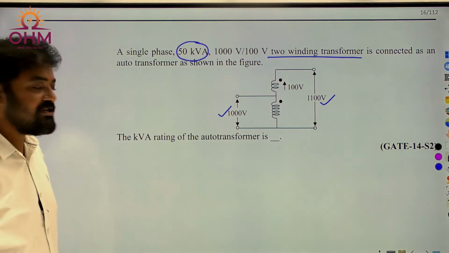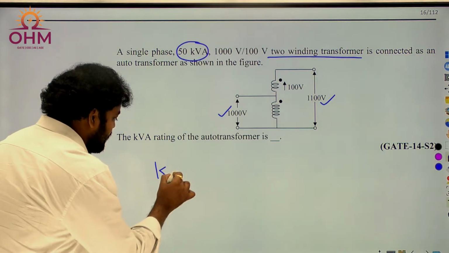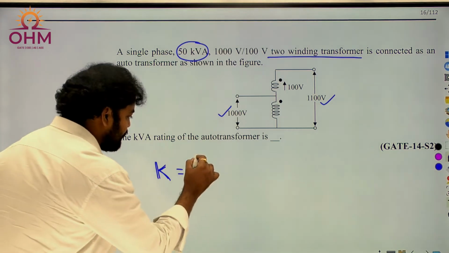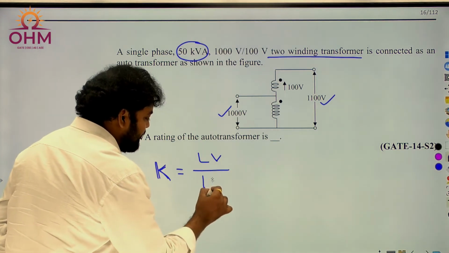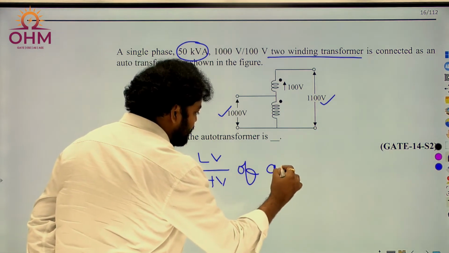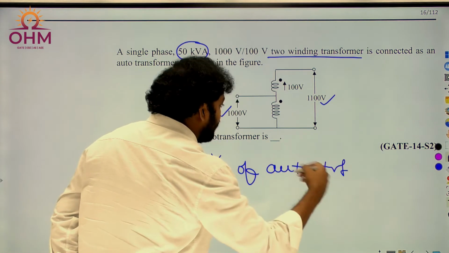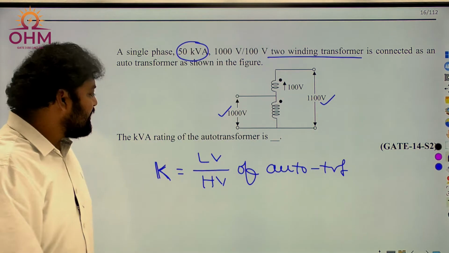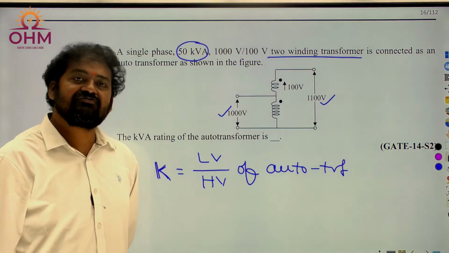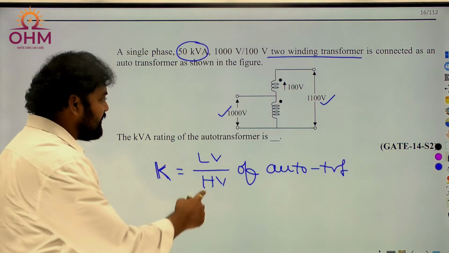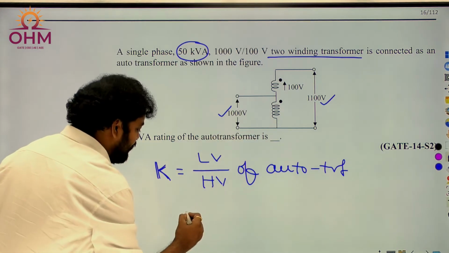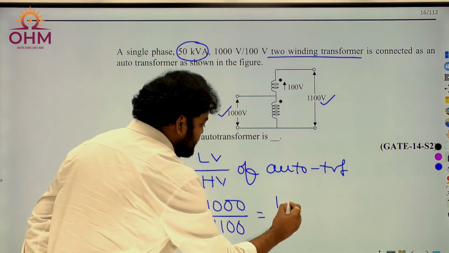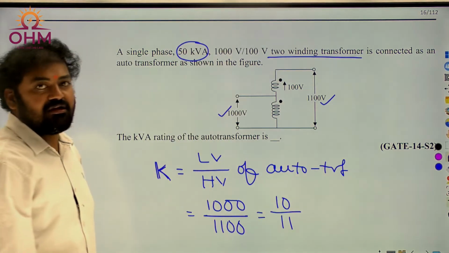Therefore, what is the voltage ratio K in an auto transformer? Yes, we all know that in an auto transformer, voltage ratio K is always equal to the low voltage value by the high voltage value of the auto transformer. No matter whether it is a step up auto transformer or a step down auto transformer, ratio K is always defined as LV by HV of the auto transformer. And here, LV for the auto transformer is 1000, high voltage is 1100. That means K ratio is equal to 10 by 11.